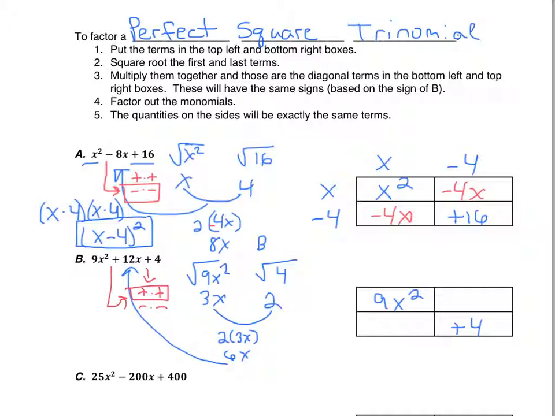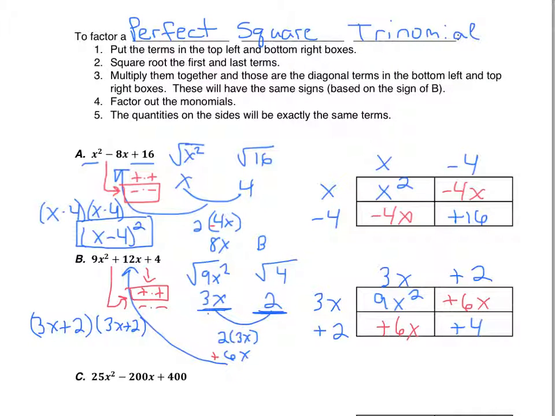So we have plus 6x, plus 6x, and then my factors become 3x plus 2 and 3x plus 2, because here we have 3x and here we have 2. So those become 3x plus 2 times 3x plus 2, and that becomes 3x plus 2 squared if I'm going to write it in shorthand.